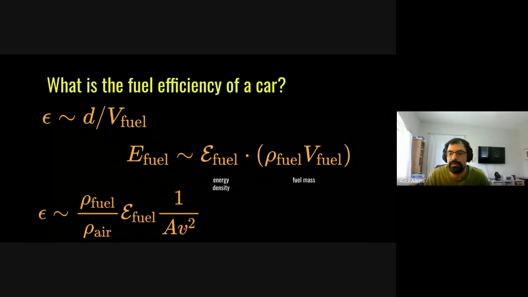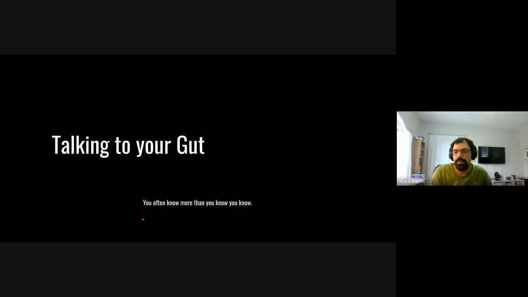And this is something that I think we can estimate. We can estimate the area of a car. We can estimate the velocity that a car goes. We can estimate the density of fuel, the density of air, and the energy density of fuel is something that maybe we don't know. And that allows me to talk about the next strategy. So the only part that's remaining is estimating the energy density of fuel. And how do we get that?